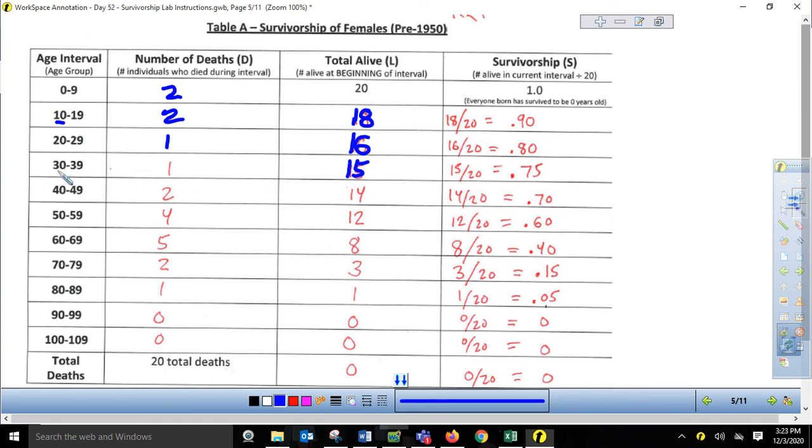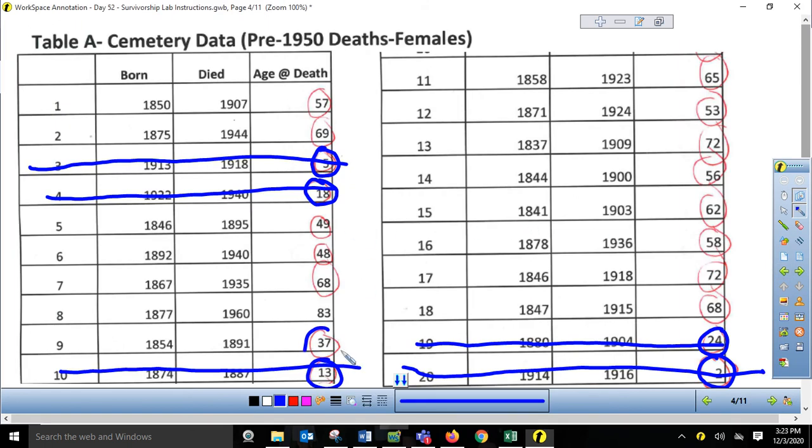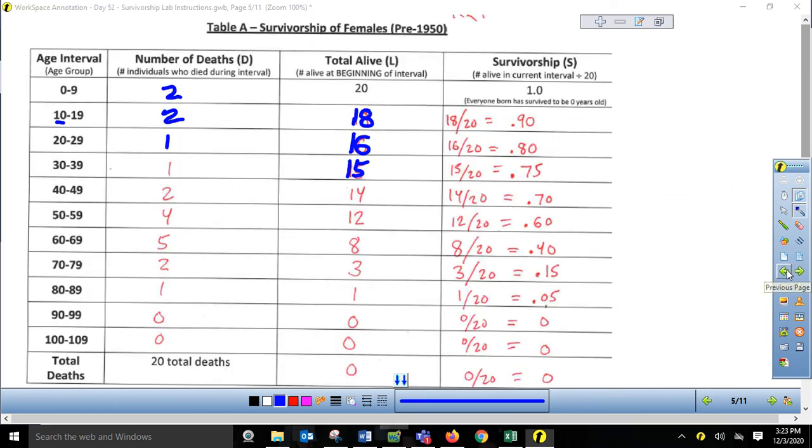we reach age 30. So now I look at my data and say how many females died between 30 and 39, and I have one female died between the ages of 30 and 39. This female died when she was 37. Sorry to hear that. Alright, so we add that information. One female died, and that leaves us with 14 living females by the time we reach age 40.